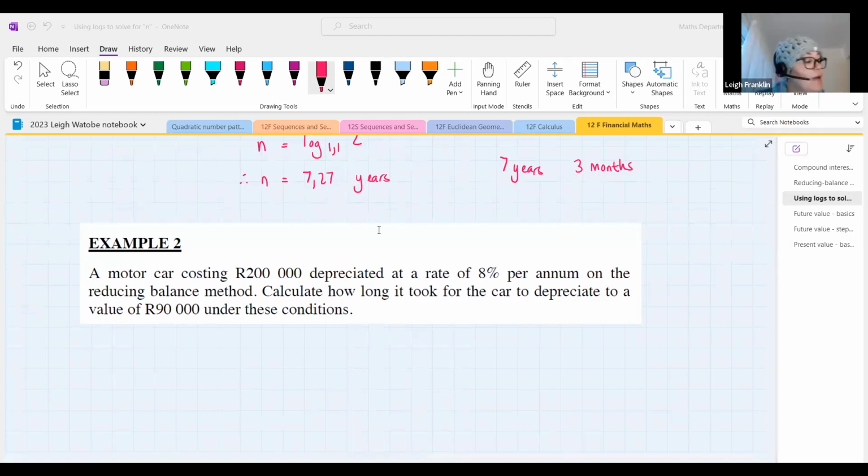Right, let's have a look. Okay, cool. But yeah, I think what you're thinking about is how many payments are required to pay off a loan. Then you would have to round up. Okay. All right, let's have a look at the next thing.